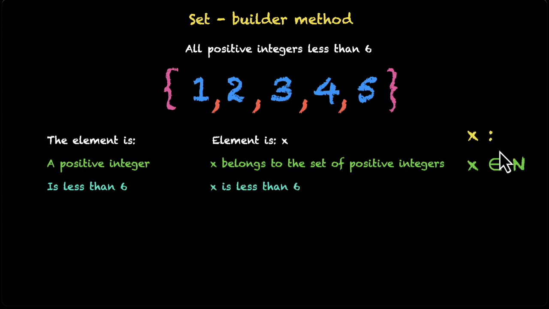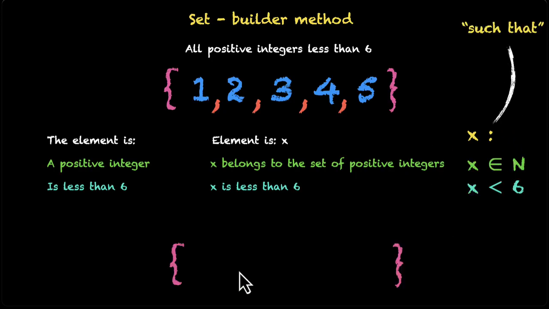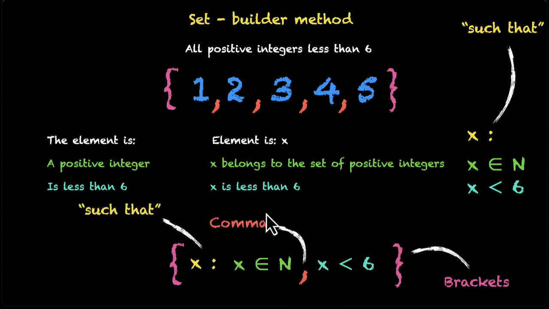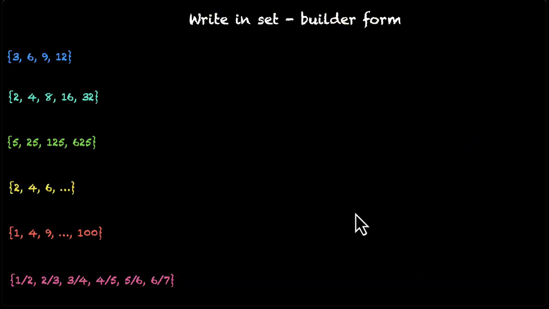In math, this is how you write it. x such that x belongs to natural numbers and x is less than 6. This is the symbol for such that, and the way to bring this all together is to have brackets and within that you have x. So we're looking for all x such that x belongs to natural numbers and x is less than 6. So x is satisfying these two rules together. This is your set builder method. Brackets, comma, such that. We have to use all three. Okay, so with this recap, let's go back to our answers and start writing the questions.